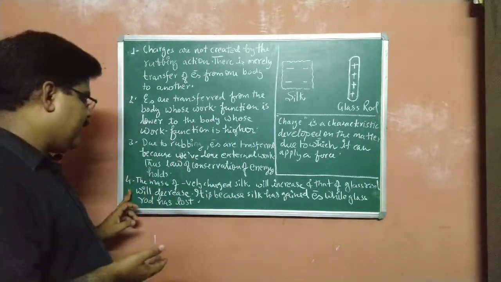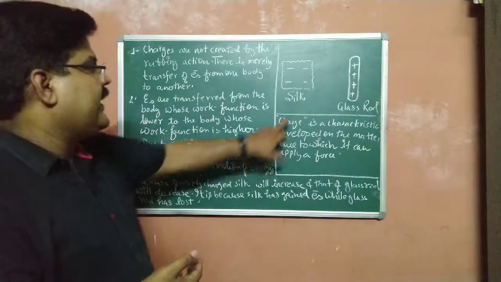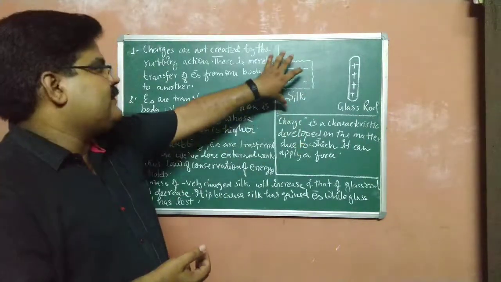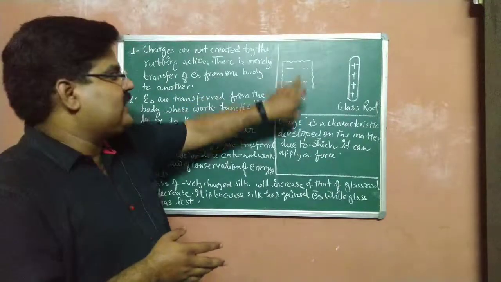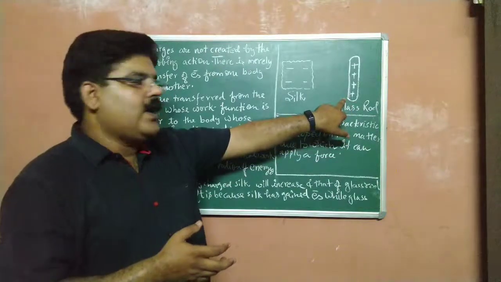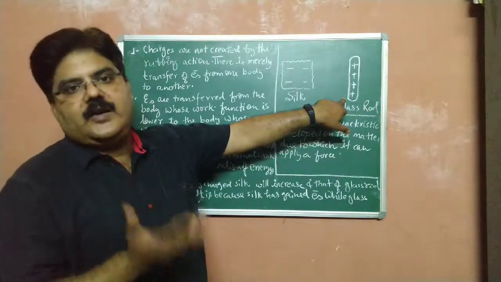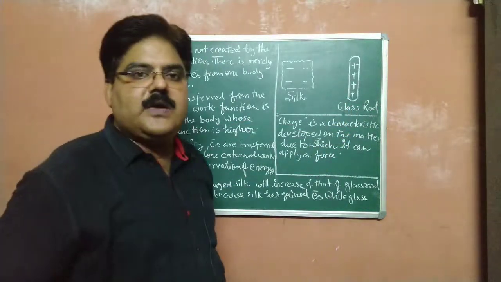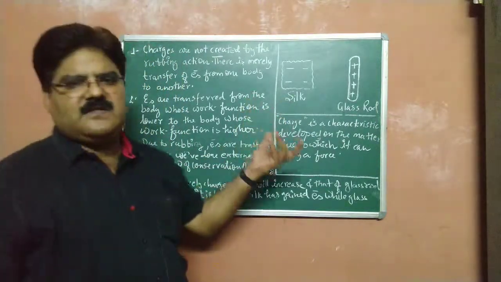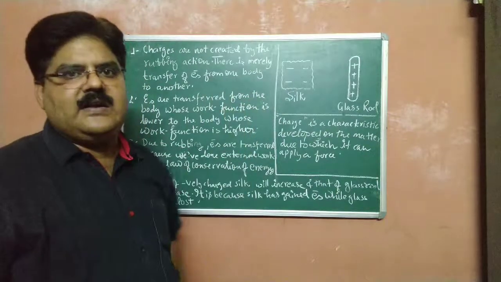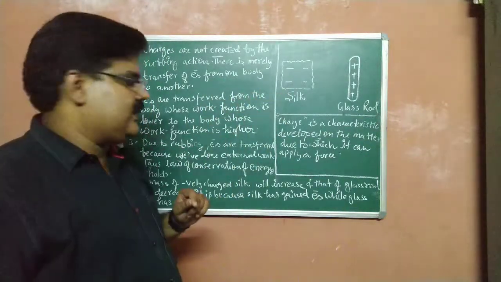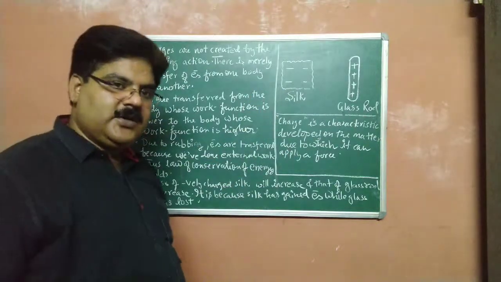The last property is that the mass of the negatively charged silk, where there are extra electrons, will increase as it contains more electrons, and the mass of the glass rod will decrease as it loses its electrons. An electron has a mass of 9.1 × 10^-31 kg. This amount of mass is negligible, so we cannot feel in the real world such a transfer of electrons from one body to another.